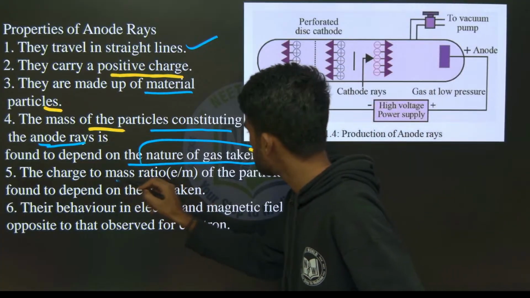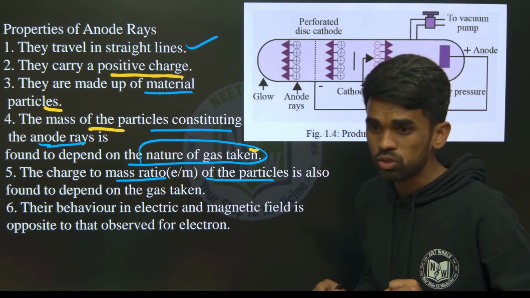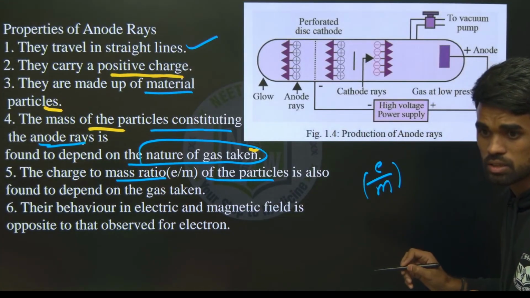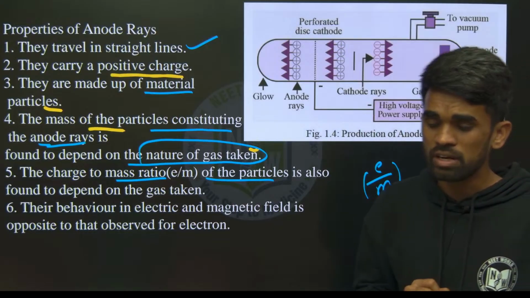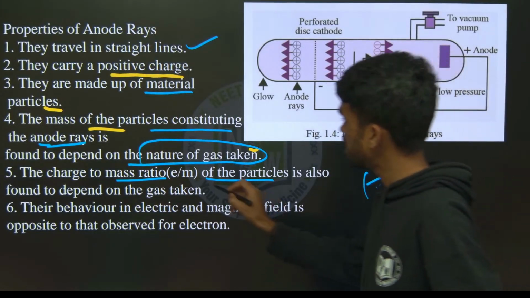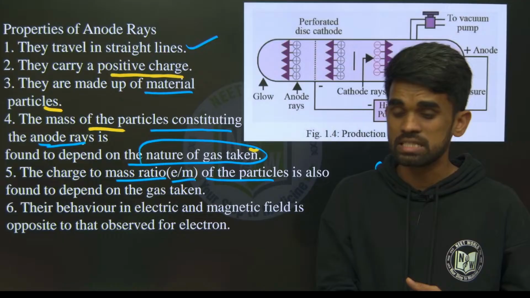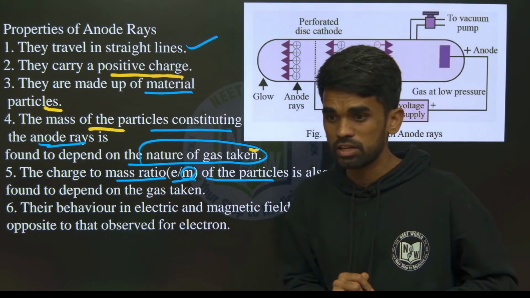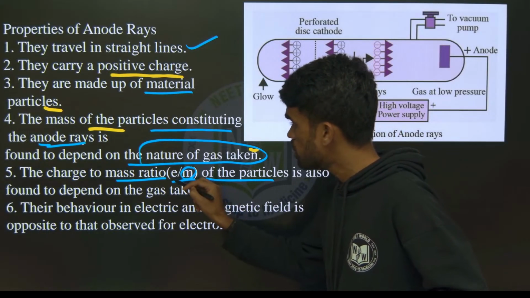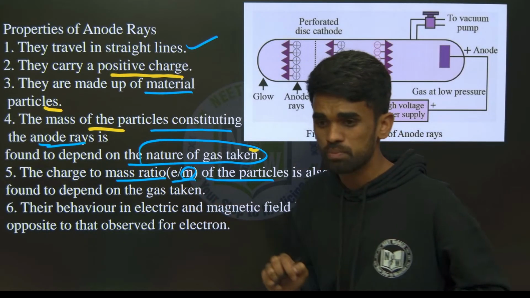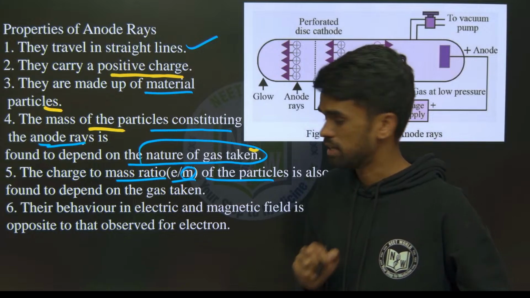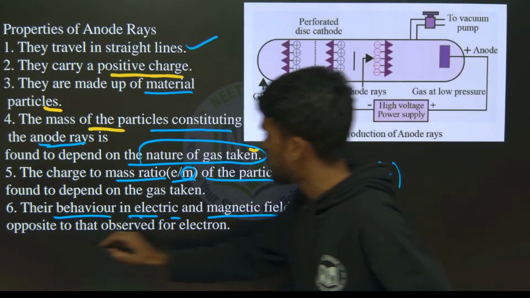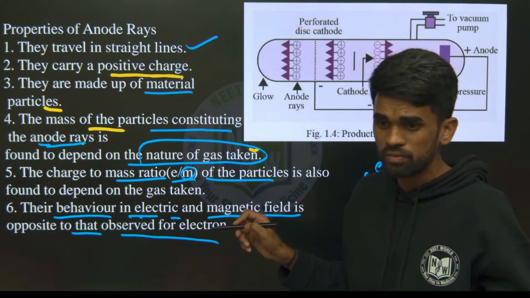Now the charge to mass ratio. In the case of cathode rays, how much did you get? 1.7 into 10 power 11 coulomb per kg. But here the charge to mass ratio varies. Why does it vary? Because the mass depends upon the type of gas you are taking in the tube. So anode rays do not have a fixed charge to mass ratio. Their behavior in electric and magnetic fields is quite opposite to that observed in the case of electrons.